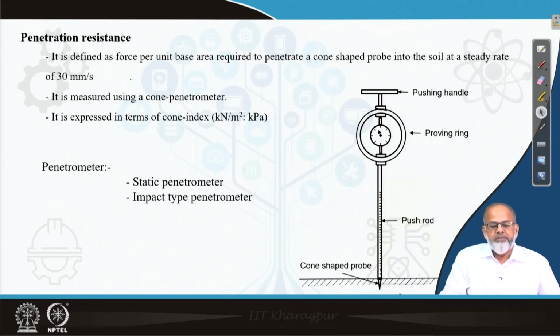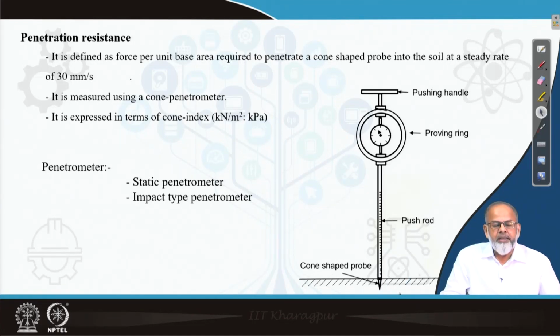So, the strength, that is the force per unit area, that means if force is expressed in kilonewton and area is meter square, then kilonewton per meter square will be the unit of cone index. Though it says cone index, it has a unit of pressure, and this is measured with the help of a cone penetrometer.